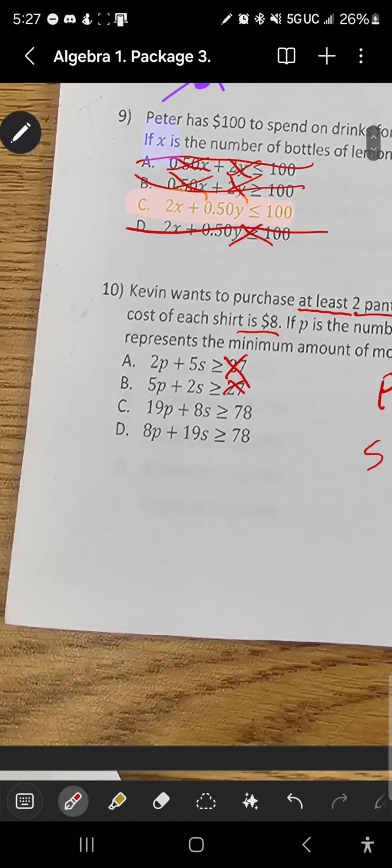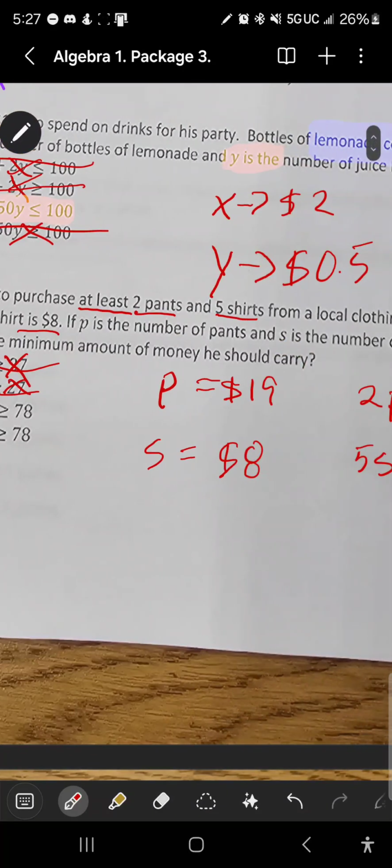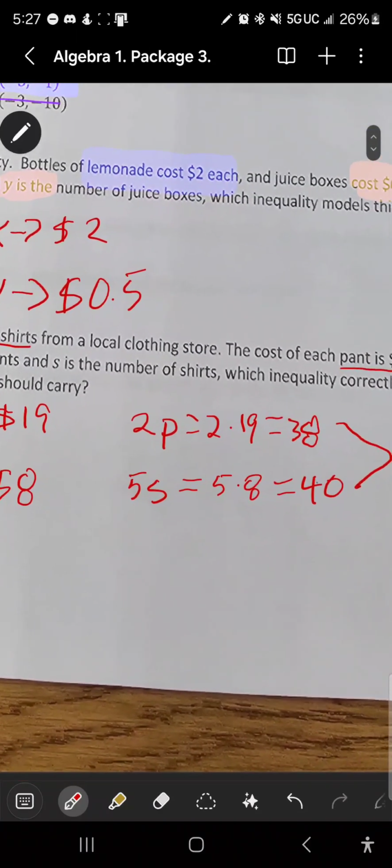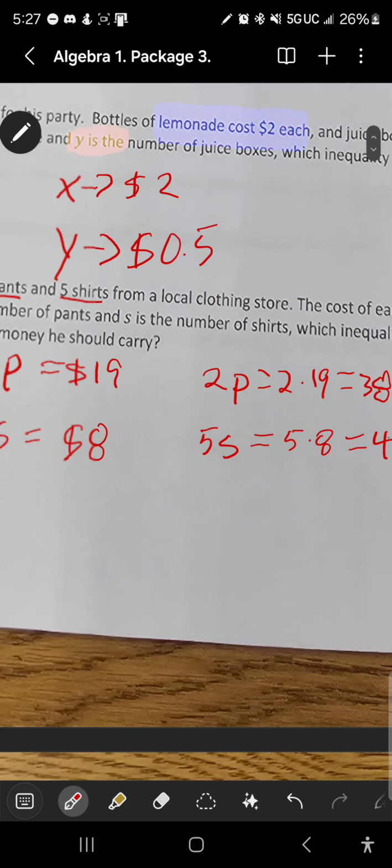So you can say this is not, this is not. So these are out. Now, why 78? Because he said that he wants to buy 2 pants and 5 chairs. So he obviously is going to need the money for those 7 things. I hope you guys understand that.